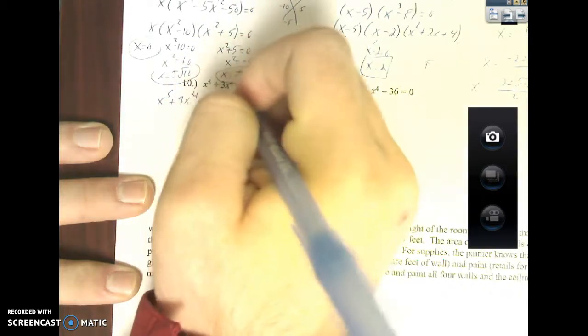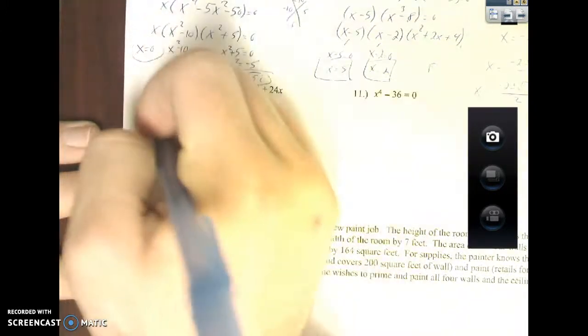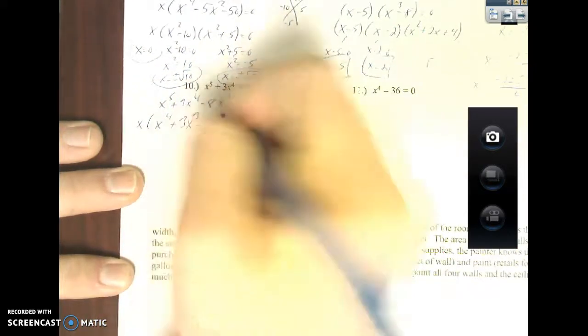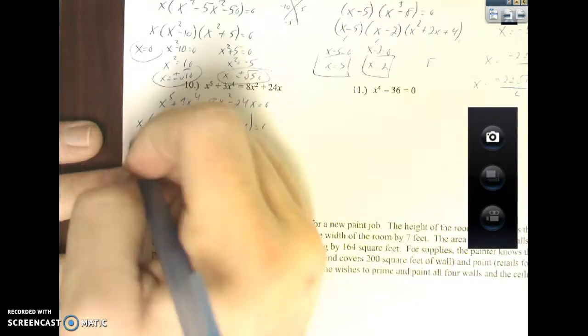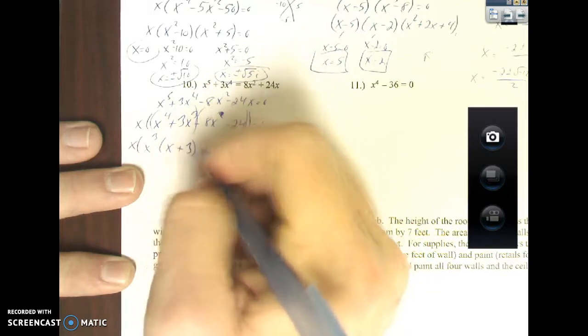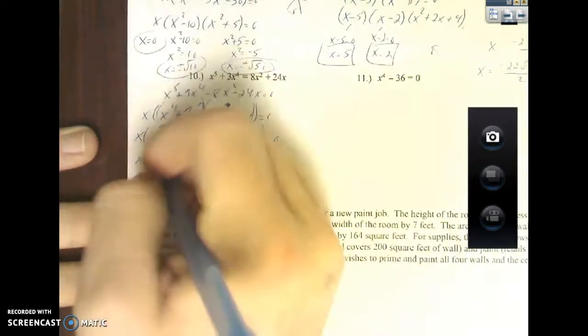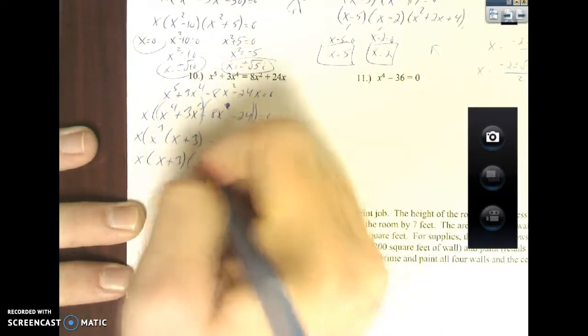Okay. Number 10, much the same here. Get everything equal to 0. Okay. GCF. Well, there's an x common in all of them, so I'll pull out an x. Oops, sorry, that's just a regular x. And then minus 24. Okay, so now factor by grouping. I could take out another x cubed here. I'm left with x plus 3. Take out negative 8 here. I'm left with x plus 3. X plus 3, x cubed minus 8.